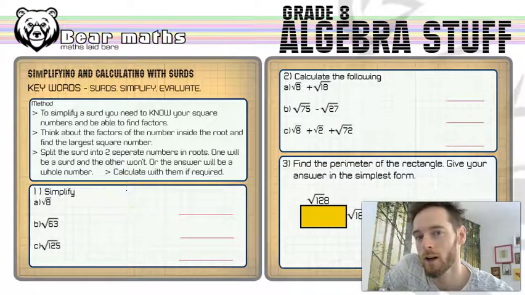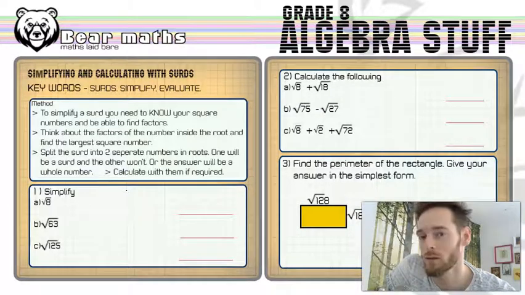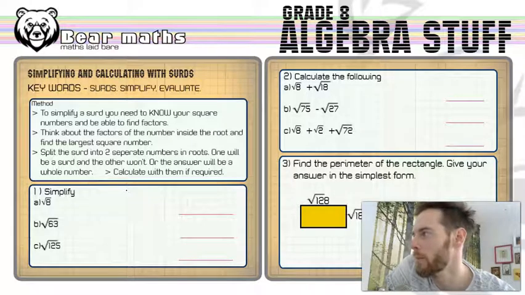This one is on simplifying and calculating with surds. It follows on from the simplifying surds video that I made, which was grade 7. This stuff is sort of grade 8 level, just slightly more complicated. Maybe not, who knows. But the keywords here are surd, simplify and evaluate.